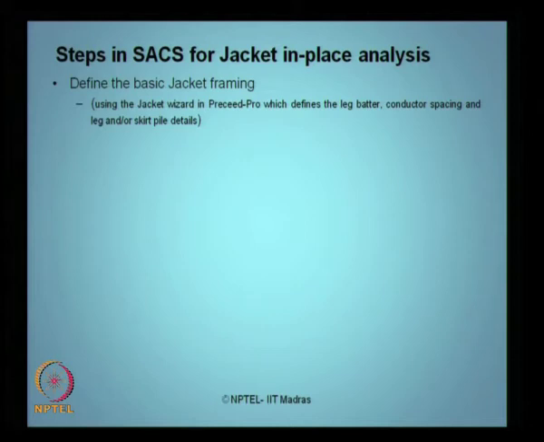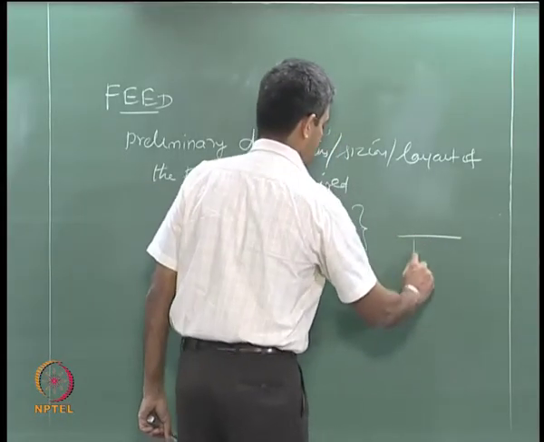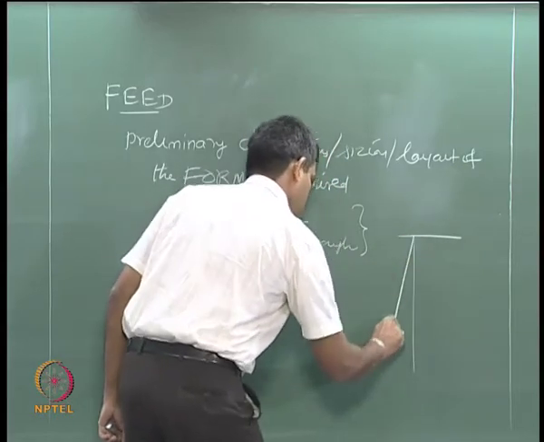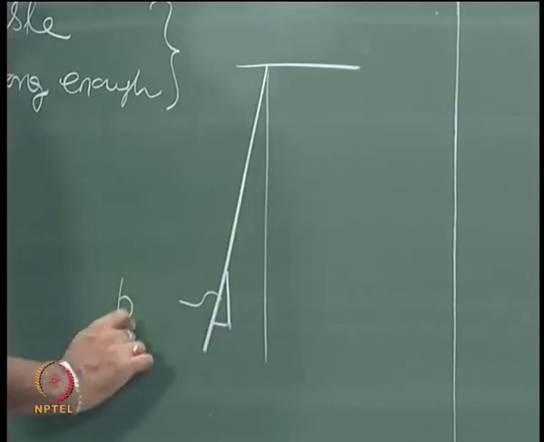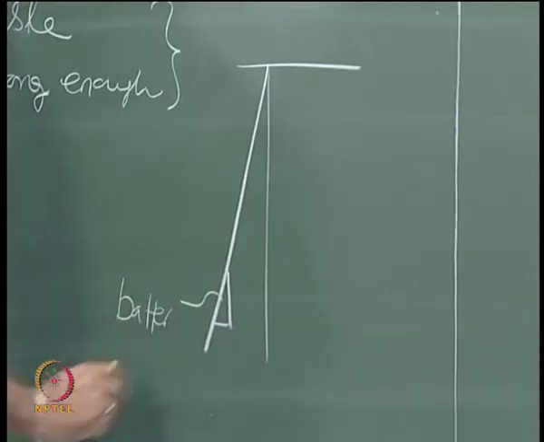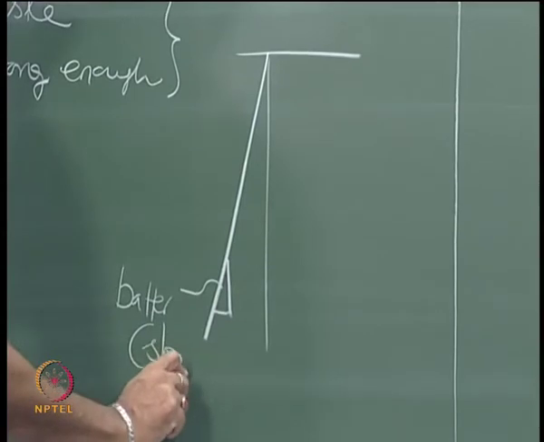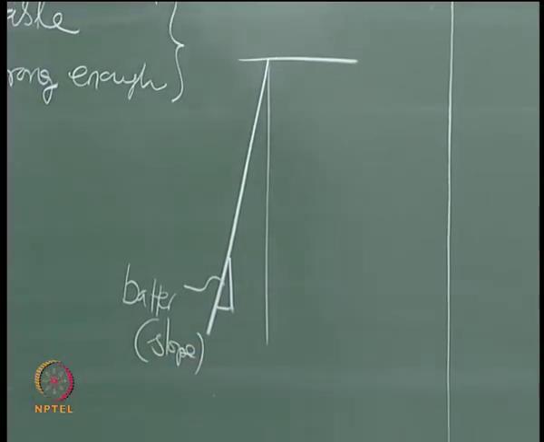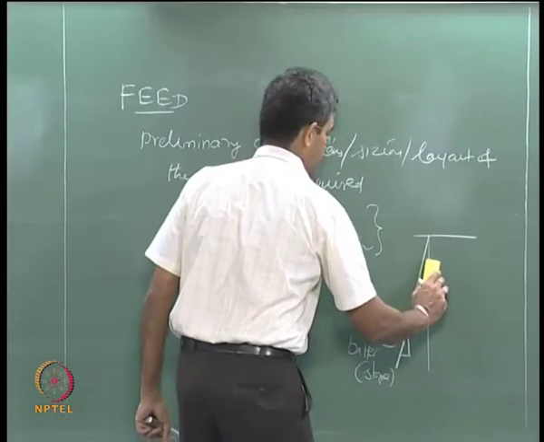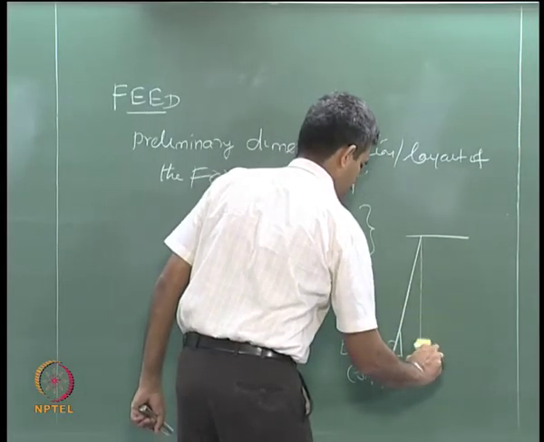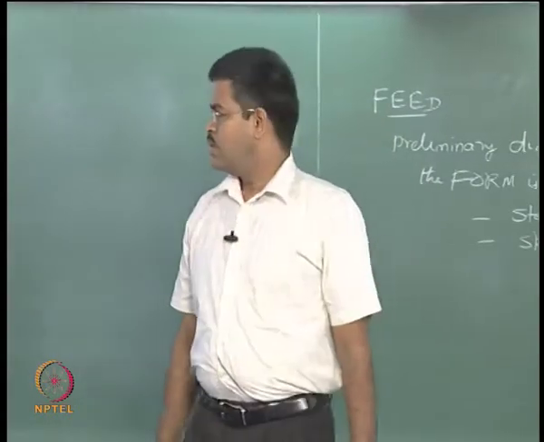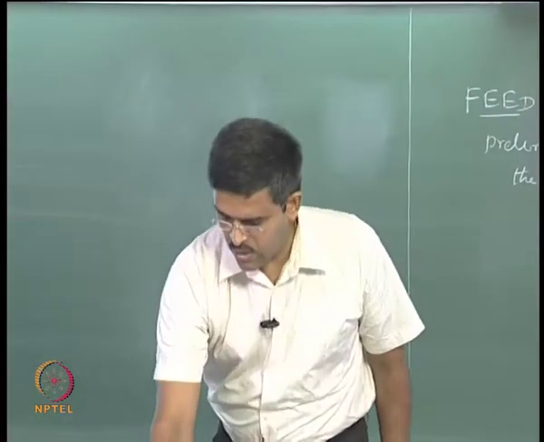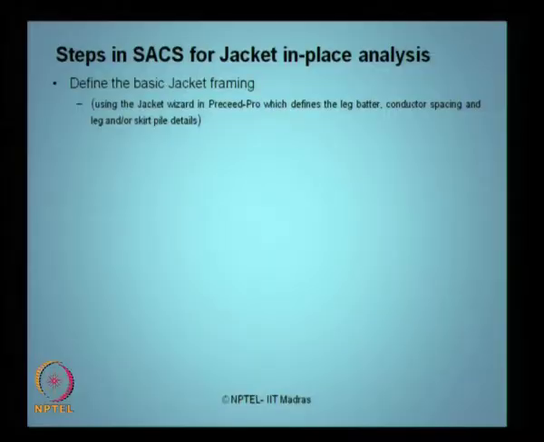The leg is not vertical. If this is your top hull, the leg is inclined, and we call this a batter, nothing but the slope. So, what should be the slope? This is the initial line, that is your original leg. So, you have to specify the batter, then the spacing of the legs, and of course the skirt pile details if you have anything of that nature.